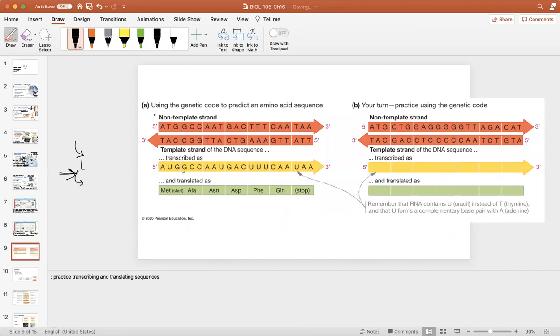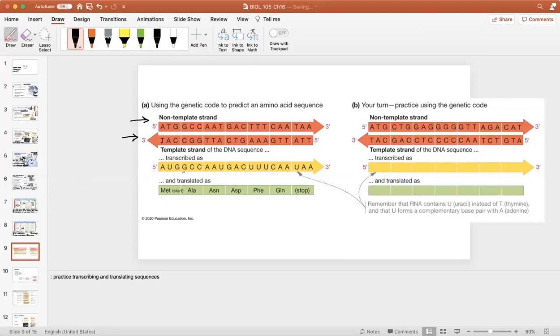So here we have some DNA, okay? And we have what's called the non-template strand and the template strand. The template strand of the DNA sequence is the one that's transcribed. Interestingly, we only use one strand of the DNA to be transcribed into RNA. So if we're going to use this template strand here, then we transcribe it using our complementary base pair rules.